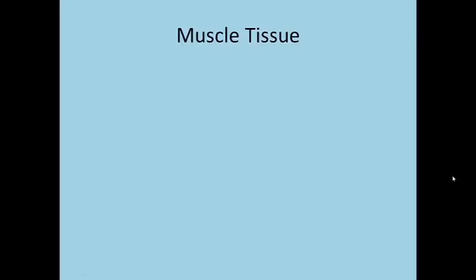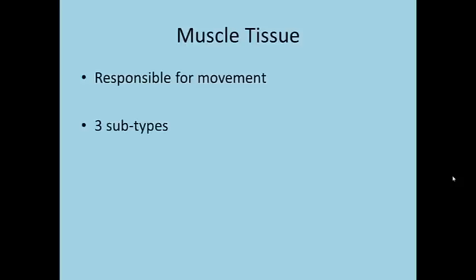The final tissue type is muscle tissue, and this is going to be responsible for movement throughout the body. There's going to be three subtypes of muscle tissue we'll talk about, but each of these are going to be excitable, so they'll, like neurons, respond to a stimulus. They're also contractile, meaning that once they're excited, they will shorten. They have specialized proteins which will generate contractions and produce force.